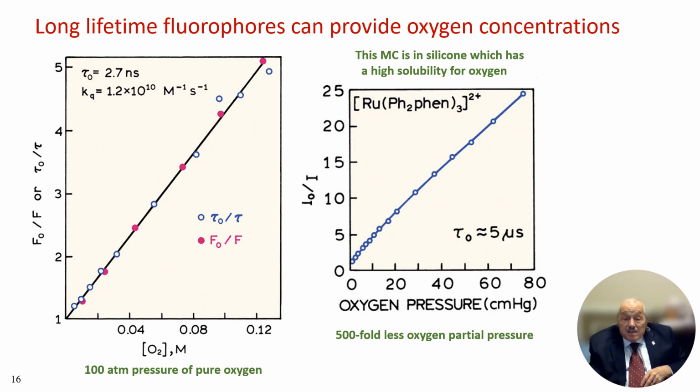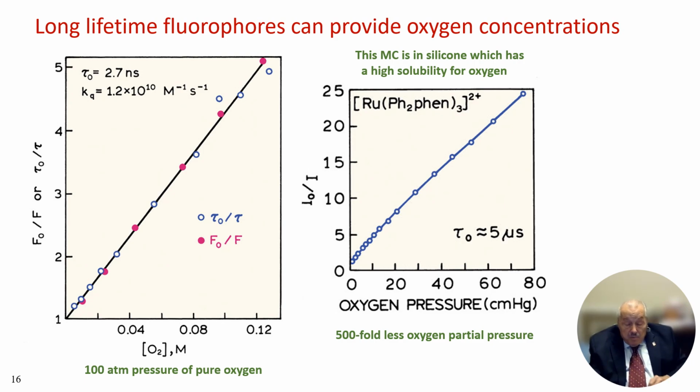In contrast, if we take this probe, which is a ruthenium derivative, and we look at the amount of quenching, it has about a 5 microsecond lifetime. It was placed in silicone, which is known to have a high solubility for oxygen. And under these conditions, there is 500-fold less oxygen partial pressure than there is in this experiment, and yet we get much, much more quenching.